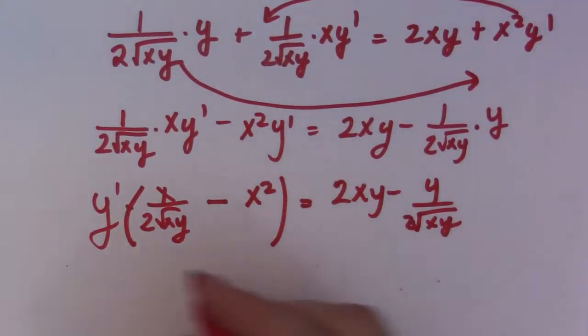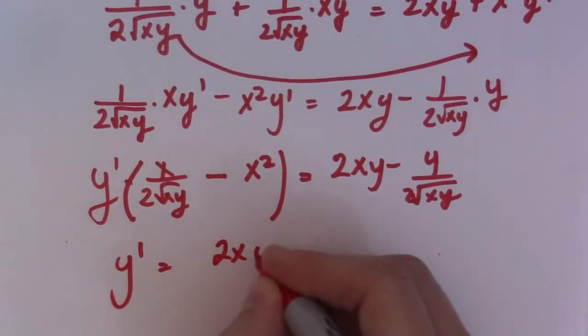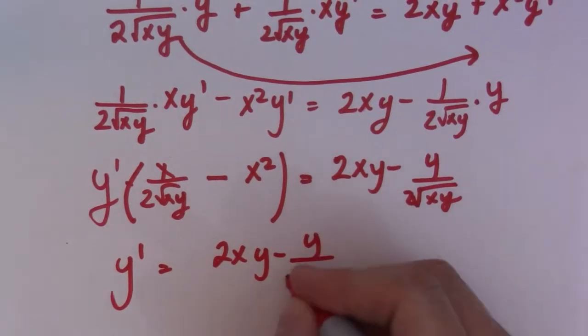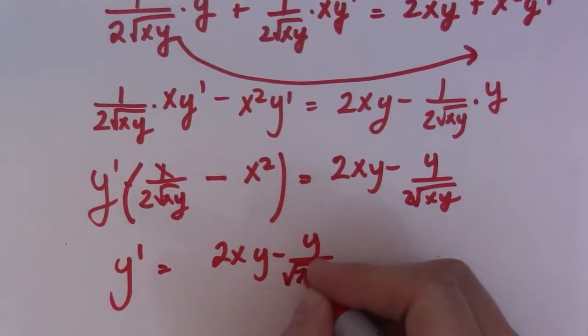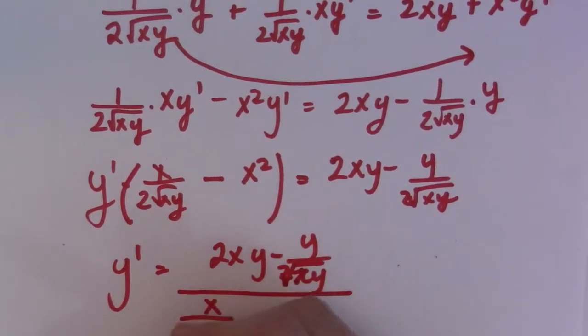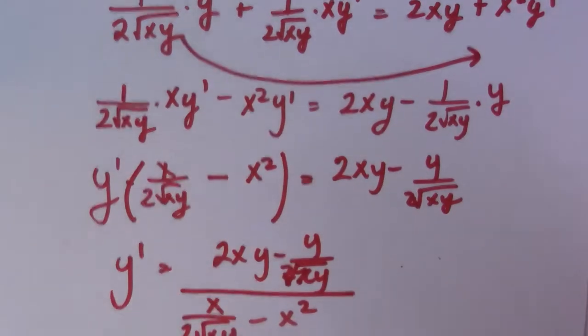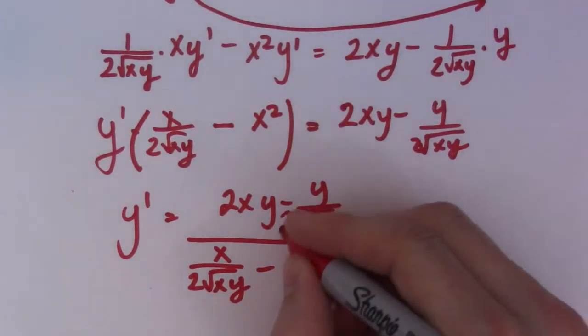Alright, so next step. Divide both sides by this. So this is going to be a little messy. So I'm not going to rewrite that step as much as I probably would. 2 all over x over 2xy minus x squared. So again, this is the derivative, and that's a 2, guys, that's a 2xy.